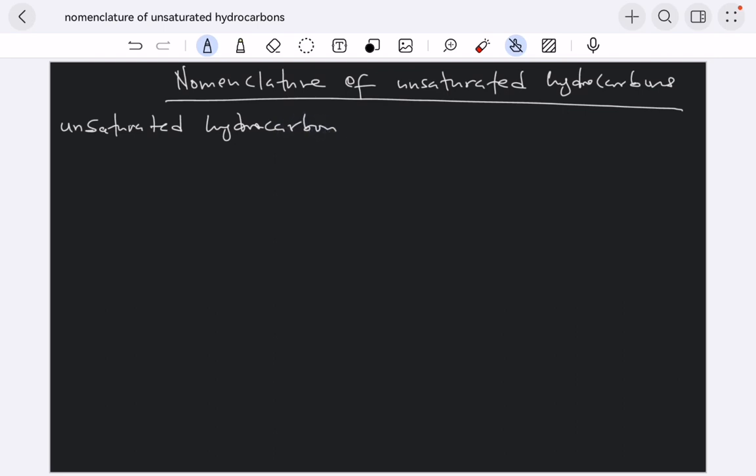So in simpler terms, an unsaturated hydrocarbon is a hydrocarbon that is formed when we have a double bond or a triple bond between two carbon atoms. So when we have a double bond, we have what we call alkenes, and when we have a triple bond, we have what we call alkynes. Now, in this video, we are going to focus on alkenes.